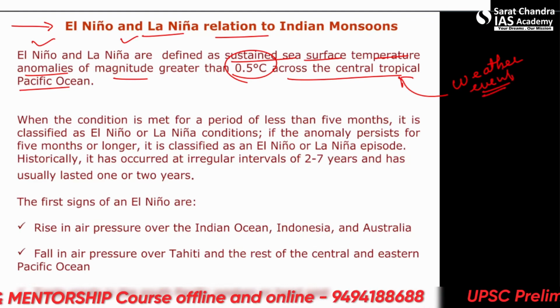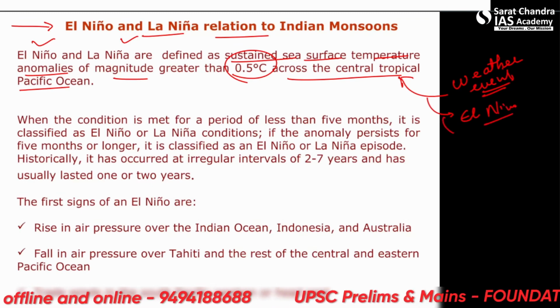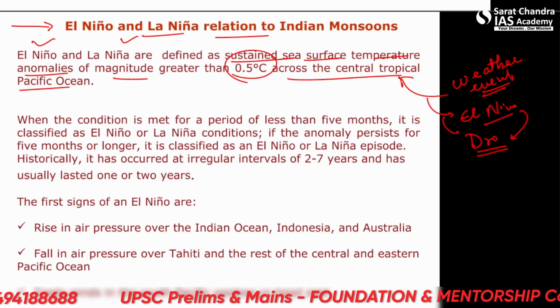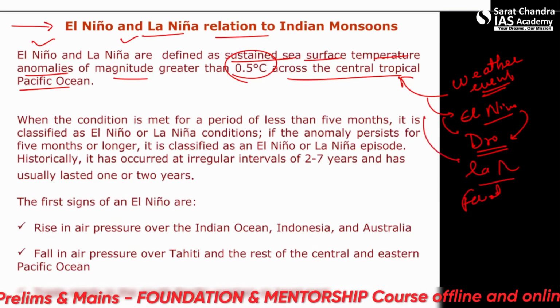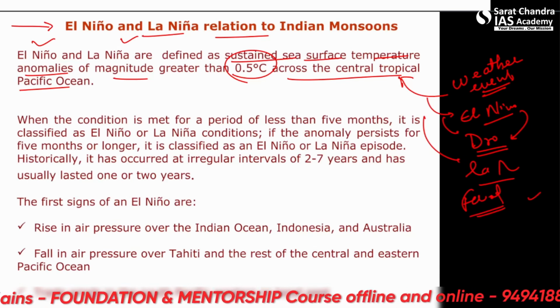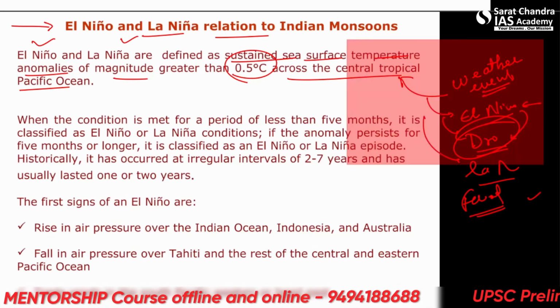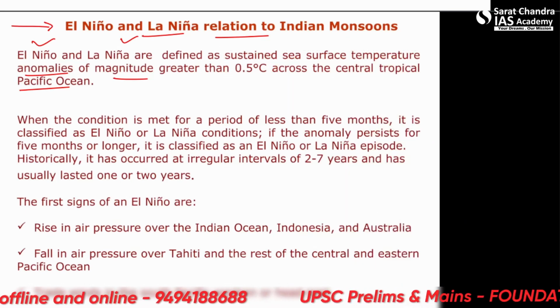Sometimes what happens is that El Nino exists, but drought conditions may not exist. El Nino does not mean 100% drought. Neither does La Nina mean 100% flood. So while they do affect, they can also exist without causing any effect. So please remember, what are they? They are temperature anomalies. They are not exclusively weather phenomena.